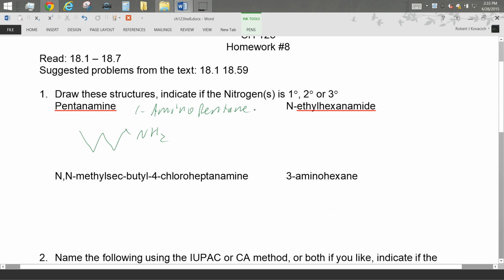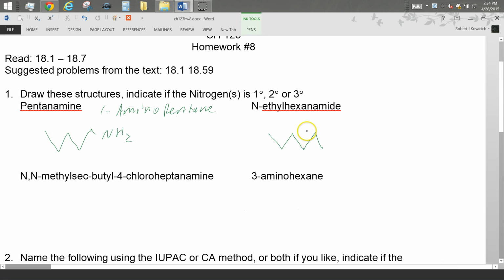Okay, so what do I need for the next one? Six. So 6 carbons, and then what? Nitrogen. And 2 more carbons on top of that. Is that it?